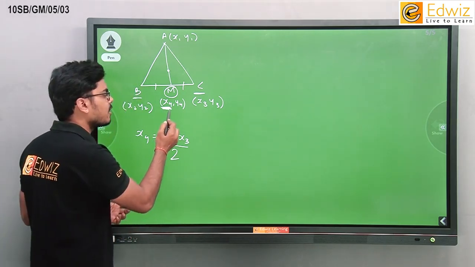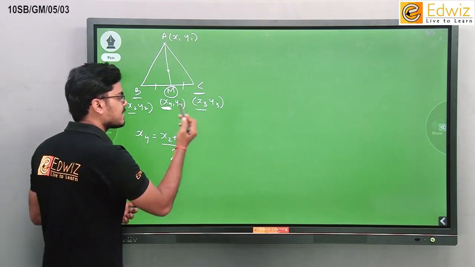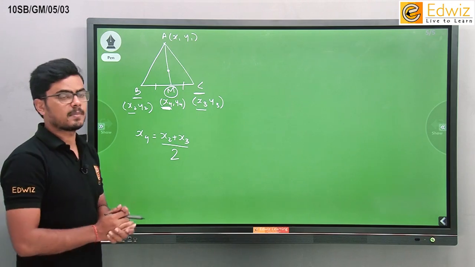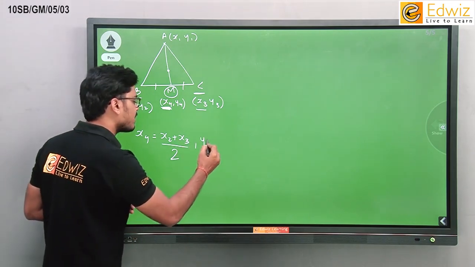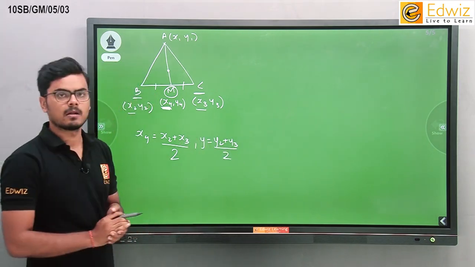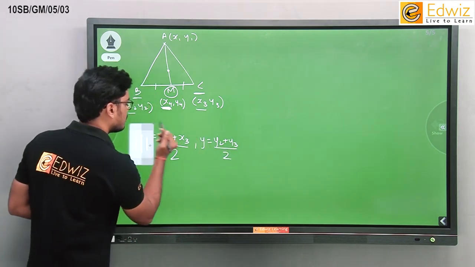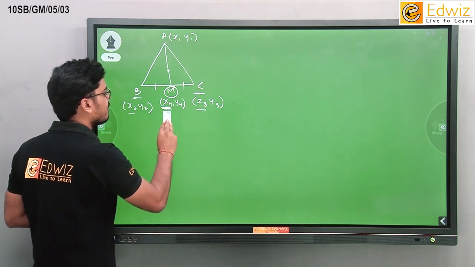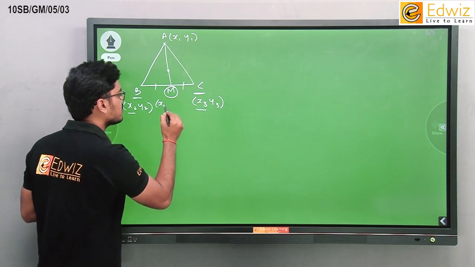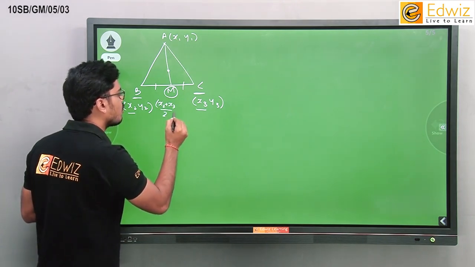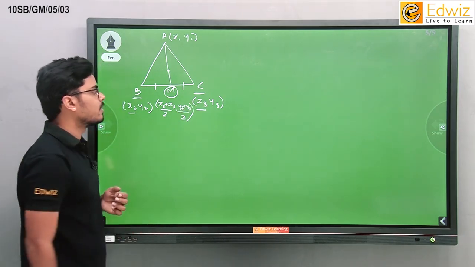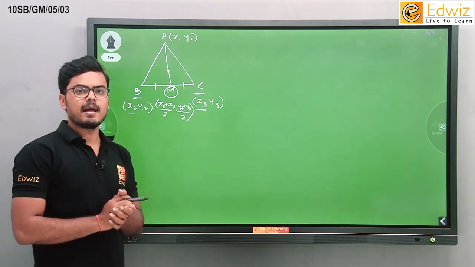मिड पॉइंट का x कोऑर्डिनेट क्या होता है? x2 plus x3 divided by 2. करेक्ट, इन दोनों का मिड पॉइंट है इसीलिए x2 plus x3 by 2. सिमिलरली y कोऑर्डिनेट क्या होगा? y2 plus y3 divided by 2. Okay, that means what? The coordinates of point M, if I have to find out, they are x2 plus x3 divided by 2, y2 plus y3 divided by 2. These are the coordinates of point M.